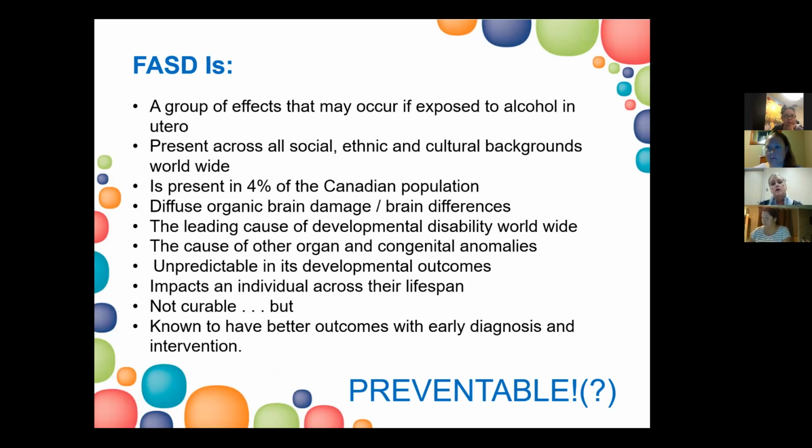Alcohol can also cause damage to not only the brain, but any other organ in the body. And so it can cause organ or congenital anomalies. We don't really assess for those here, but we do a medical component and we may find some anomalies in that medical exam. FASD is unpredictable in its developmental outcomes due to a large number of factors, some of which is environment and some of which is just the brain differences themselves and how those interact with the environment.